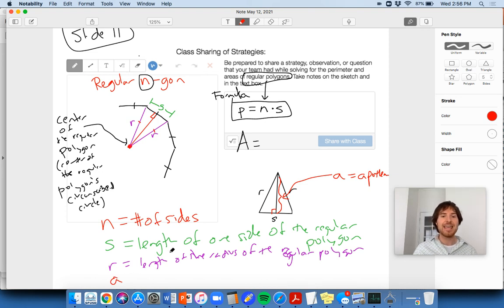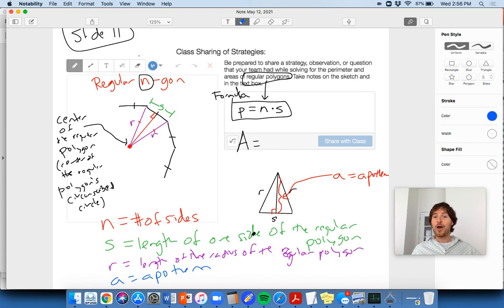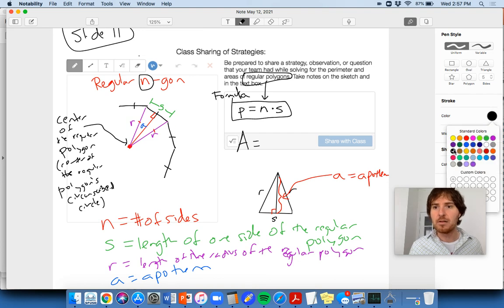Okay, so A equals apothem. I'm going to do that in a different color. There we go. If I know the apothem of a regular polygon, a regular n-gon, that's just the perpendicular distance from the center to any of the sides. They'd be the same because you prove all these triangles congruent. Then I can get the area of this little triangle right here.